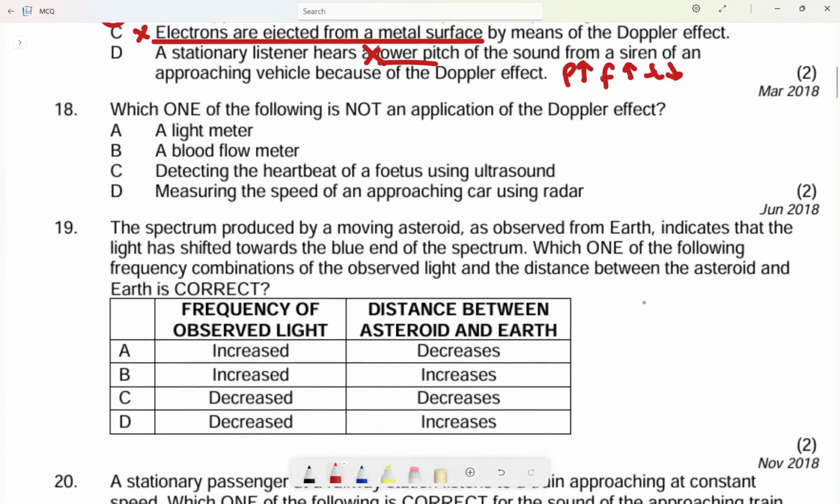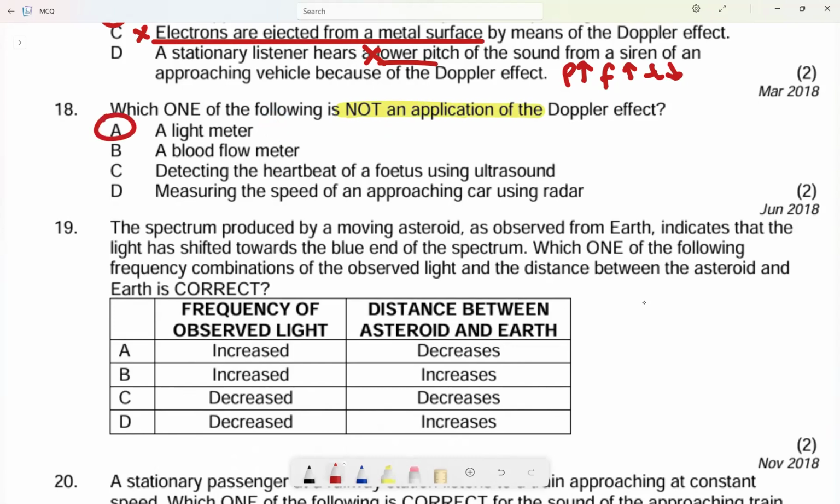18. Which one of the following is not an application of the Doppler effect? A, a light meter. We do not have a light meter. We know a blood flow meter. So A is not applicable. So it means A is the most correct answer, because it is not applicable.